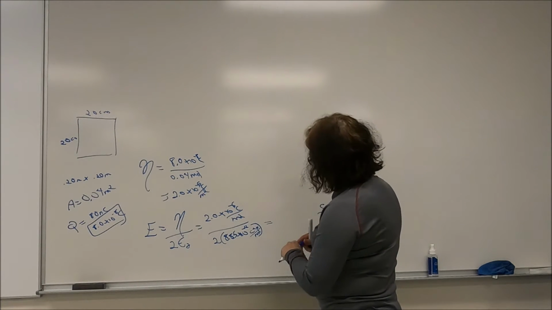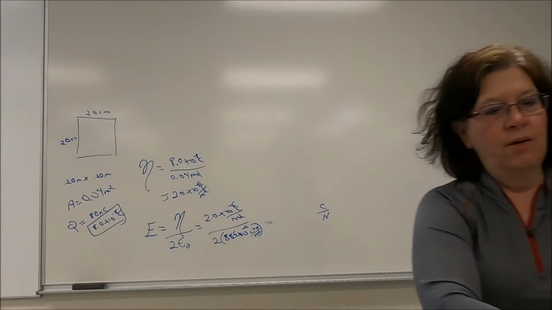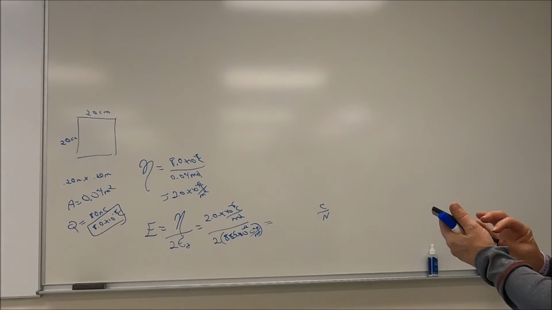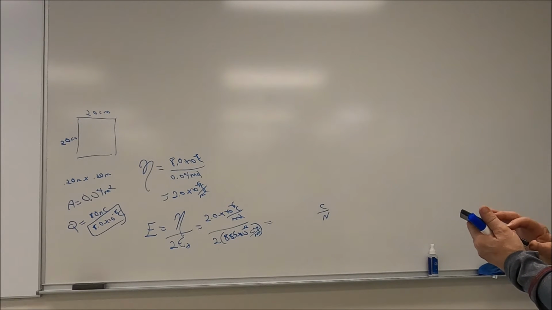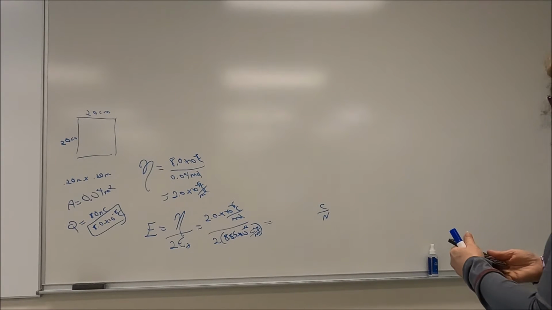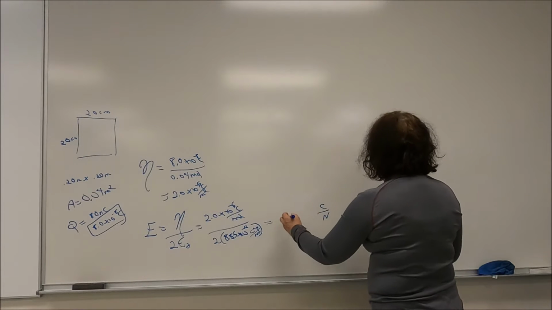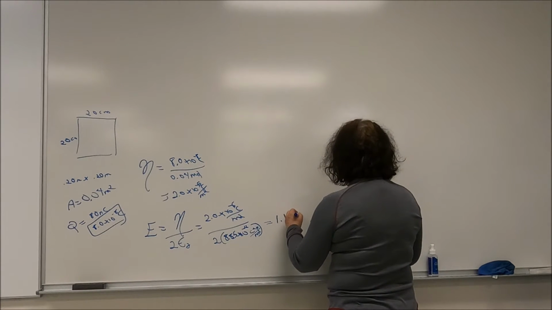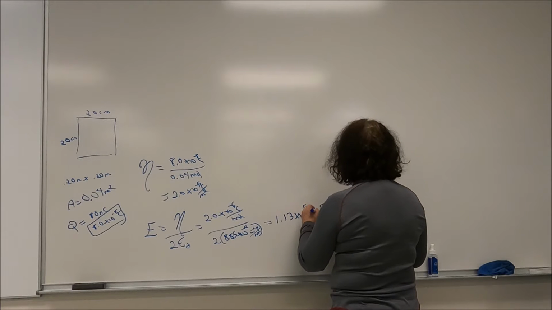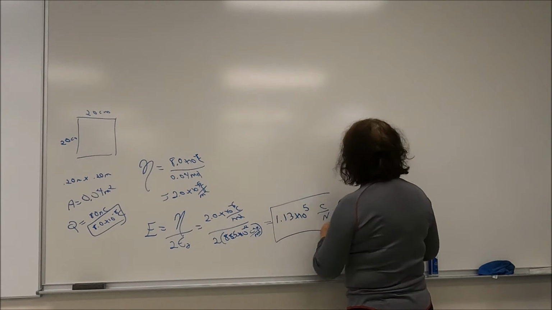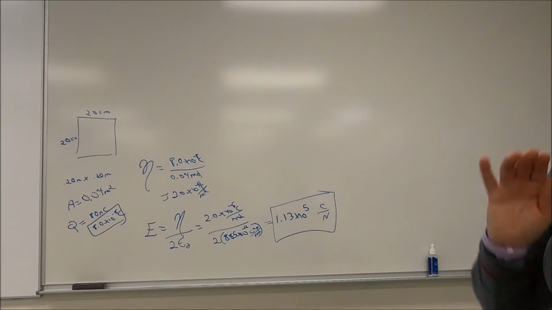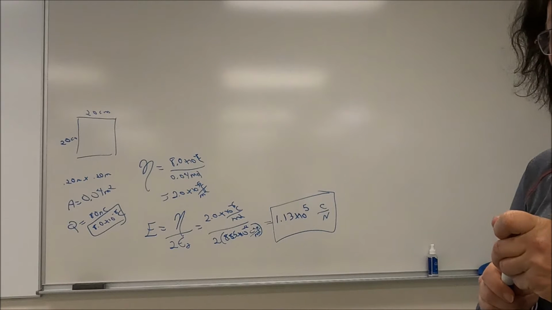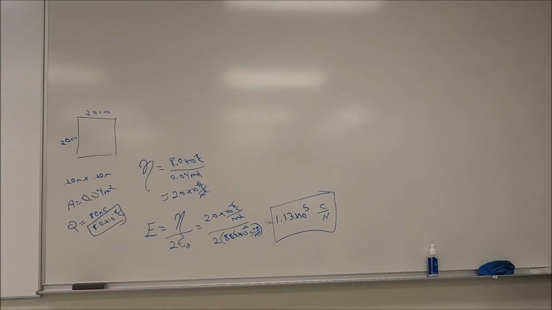And if we do the division here, I have 2 times 10 to the minus 6 divided by 2 divided by 8.85 times 10 to the minus 12, and I come up with 1.13 times 10 to the 5 coulombs per newton as the strength of the electric field at that location. Not bad, right? You should be able to handle that.